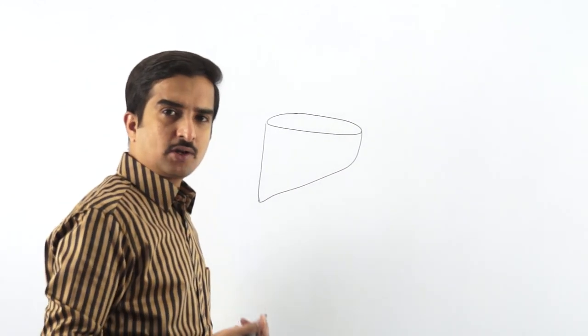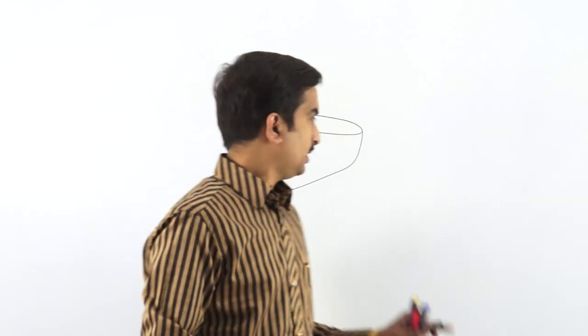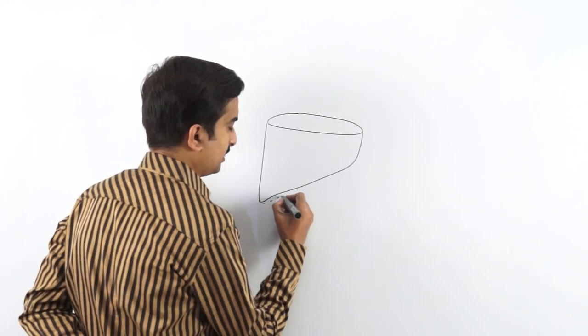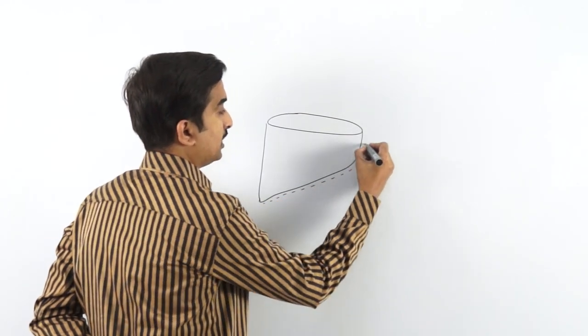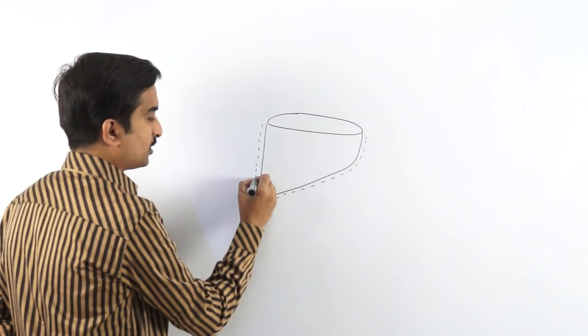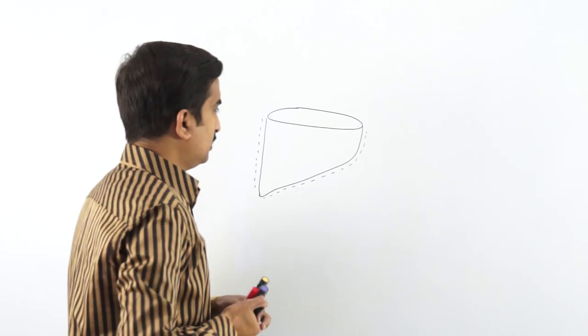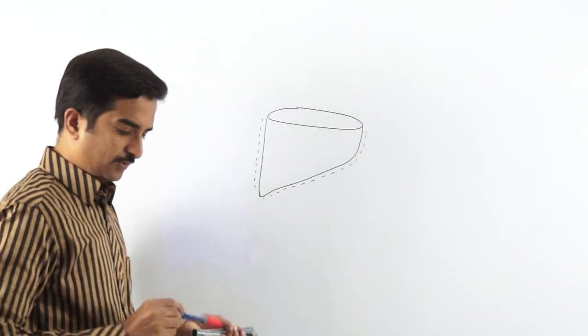So what is the femoral sheath? The femoral sheath is a funnel shaped sleeve of fascia enclosing the upper 3 to 4 centimeters of the femoral vessels, right? So now I will draw the femoral vessels inside.